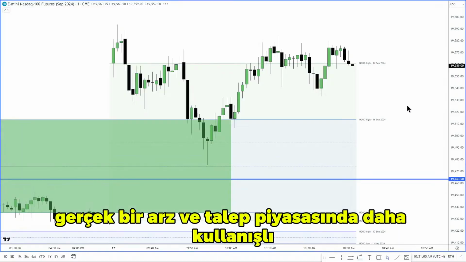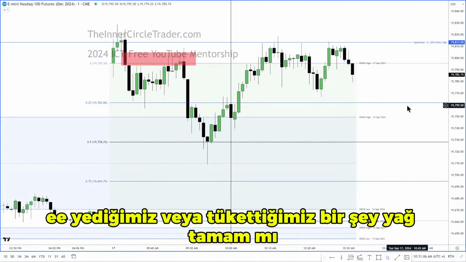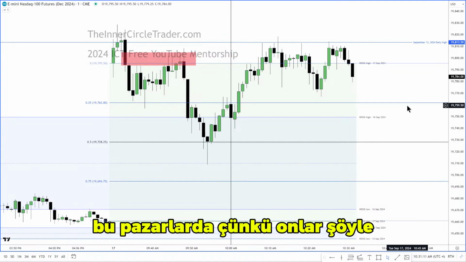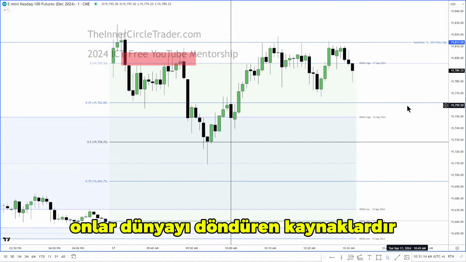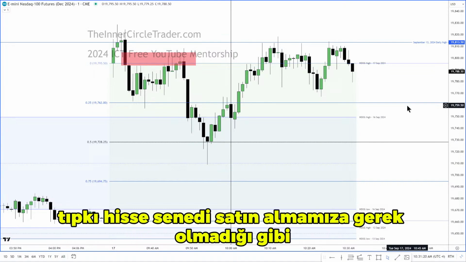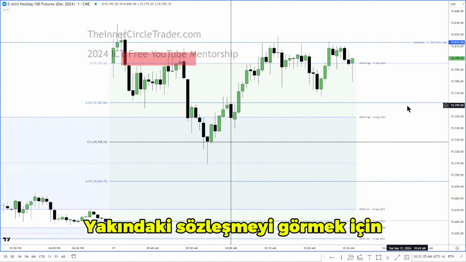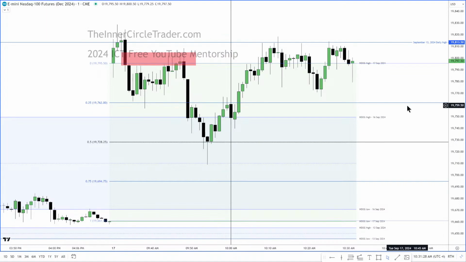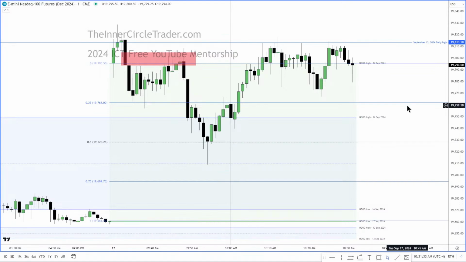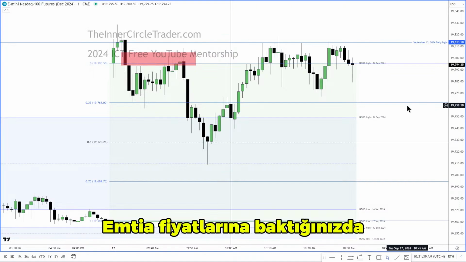useful in a real supply and demand market like grains, cattle, something that we eat or consume, oil. Okay, there's a real buying and selling demand in these markets because they're the resources that make the world go around. We don't really need to buy the S&P and the NASDAQ, just like we don't need to buy shares of stock. So while it's better for the market, if you're bullish, to see the nearby contract trading for more money than the next months out in the future. In other words, the price should go higher in the future when you're looking at commodity prices.